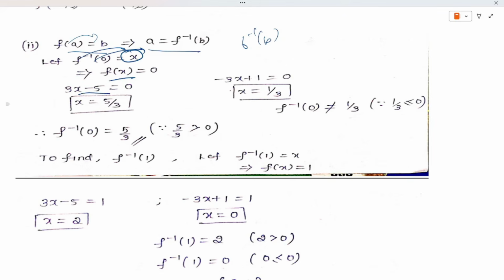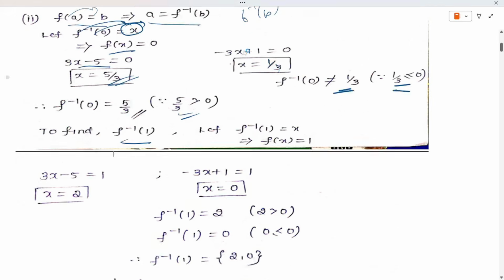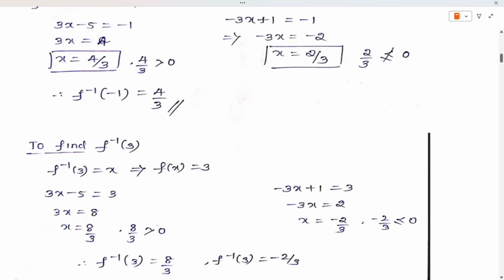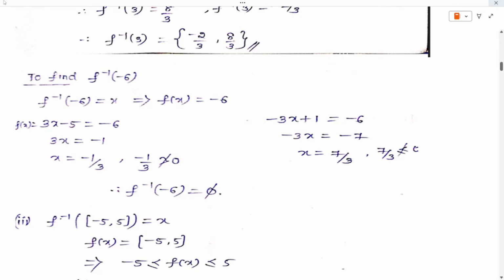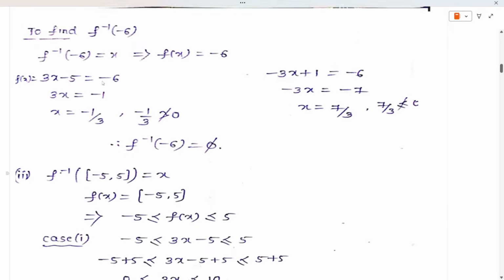For f of x, the function is given as 3x minus 5 equals 0, so the x value will be 5 by 3. Again, the same way you take it for the other function and that will be 1 by 3. So for greater than 0 it is 1 by 3. It's not equal to this for less than or equal to. Now next is f inverse of 1. Again, the same type you can apply and do it.